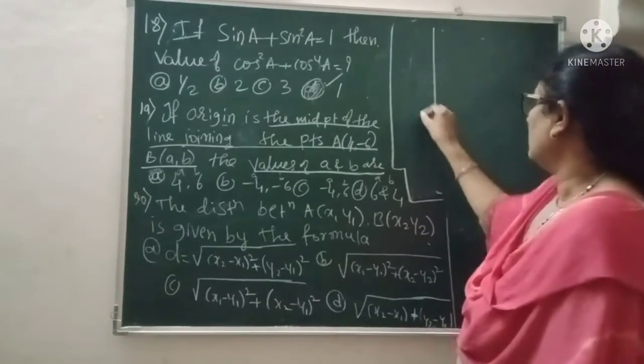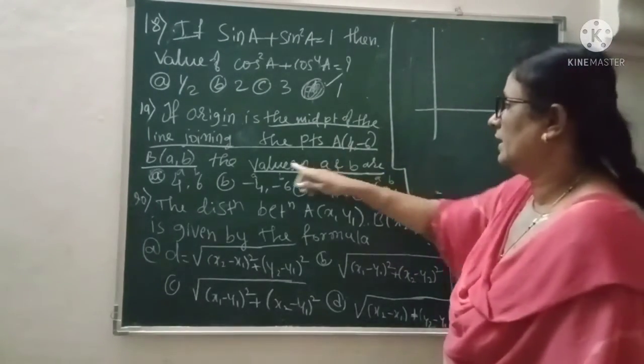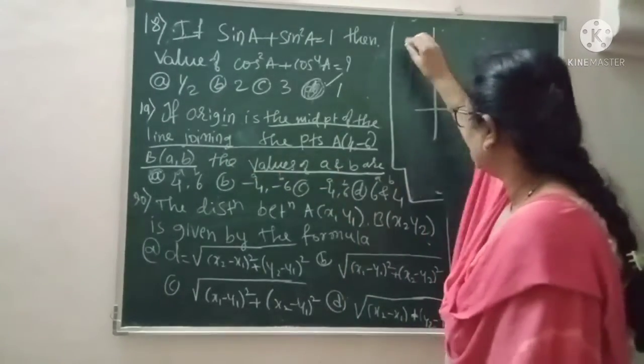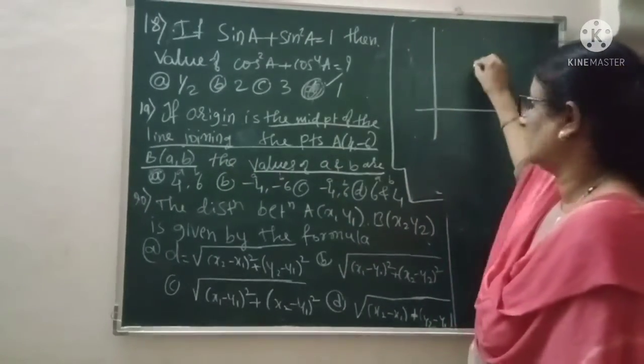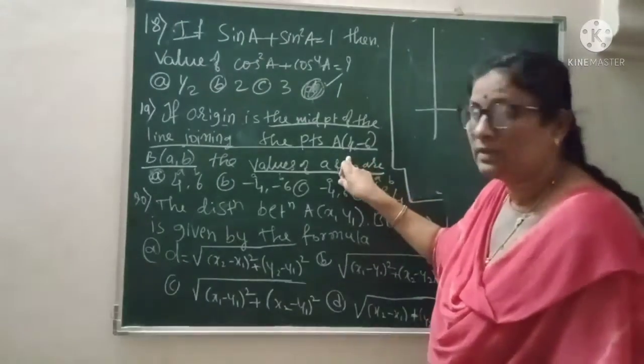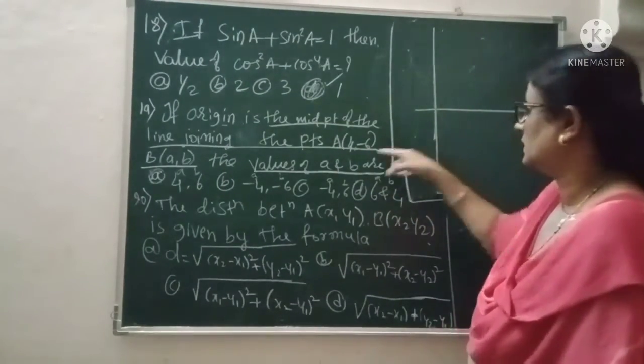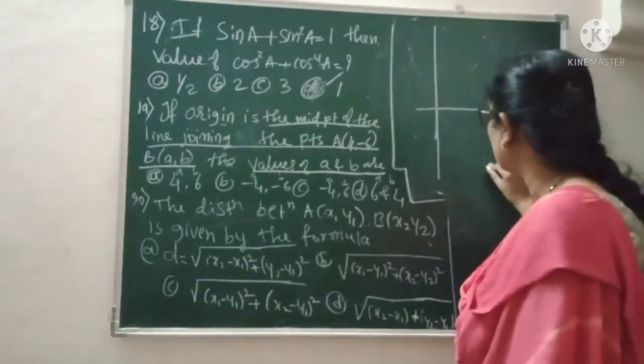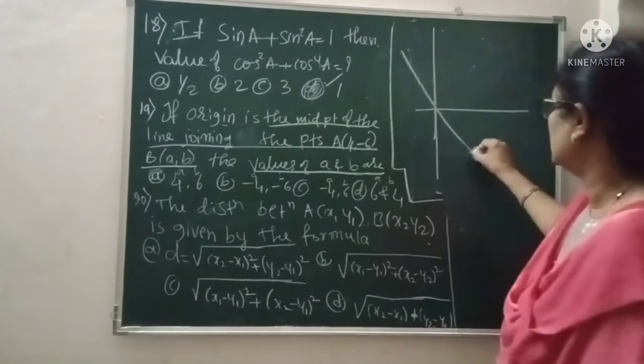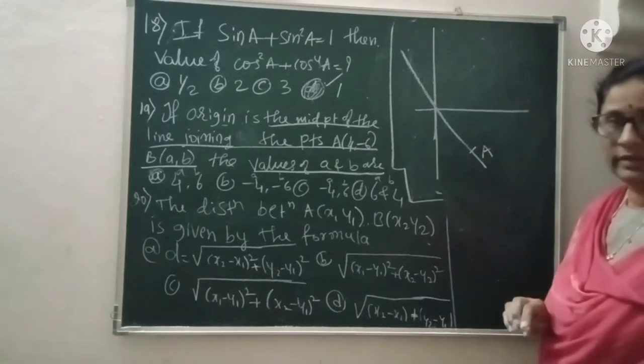Okay, look at this one. I'll draw the diagram and see how we'll get the diagram. Origin is the midpoint. Now whether the line comes this way or this way, it depends on this one. A is 4, minus 6, means x is positive, y is negative, so you will get the line this way. Here is our A. It is also important.